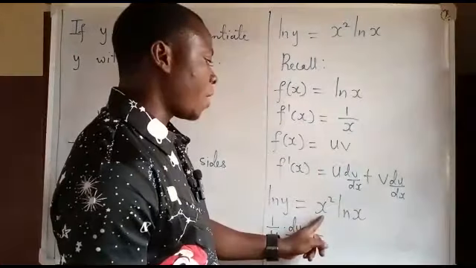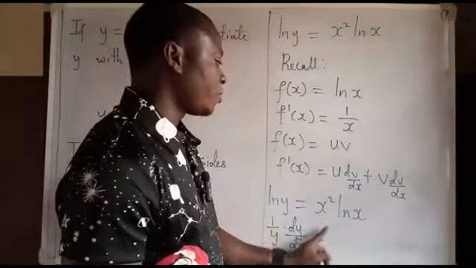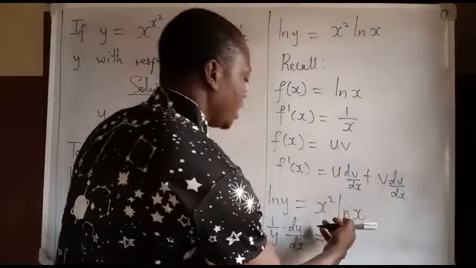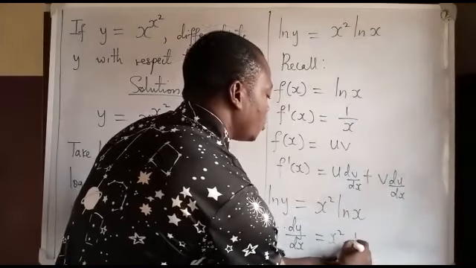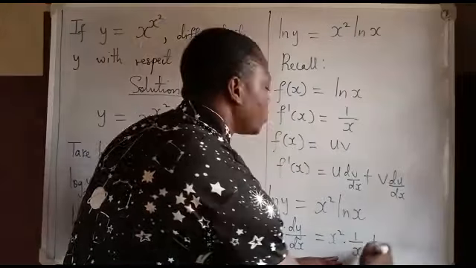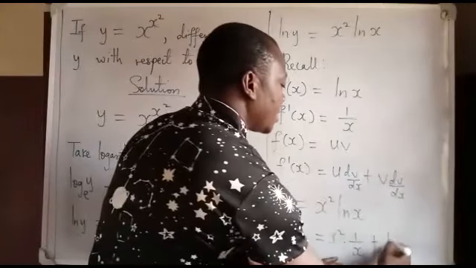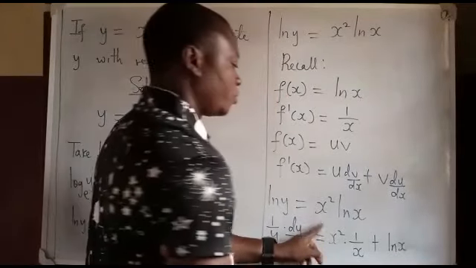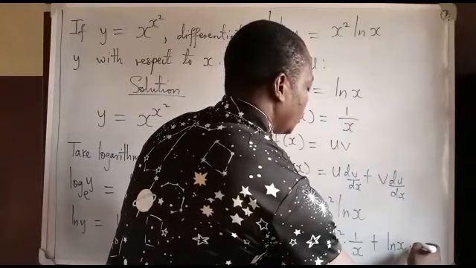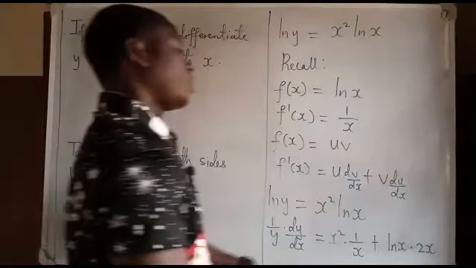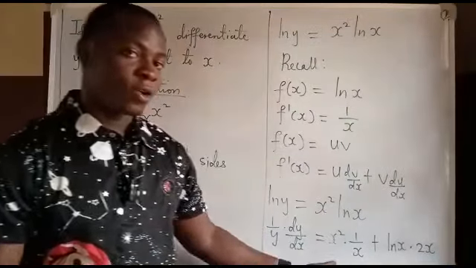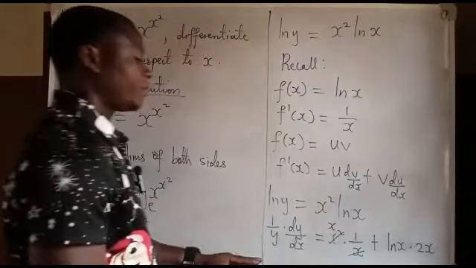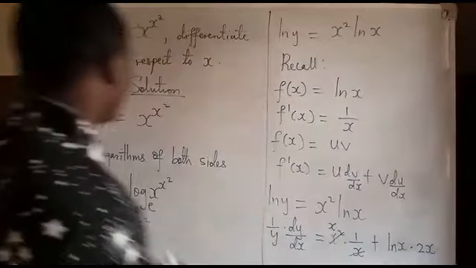This is our u and this is our v. So I'm going to keep x squared, then differentiate ln x, which is 1 over x, plus, I keep v, that means I keep ln x, and I differentiate x raised to power 2, so that is going to be 2x. If you differentiate this, this is what you are going to have. And you know that this can cancel this, so you have x left here. Okay, so we solve further.